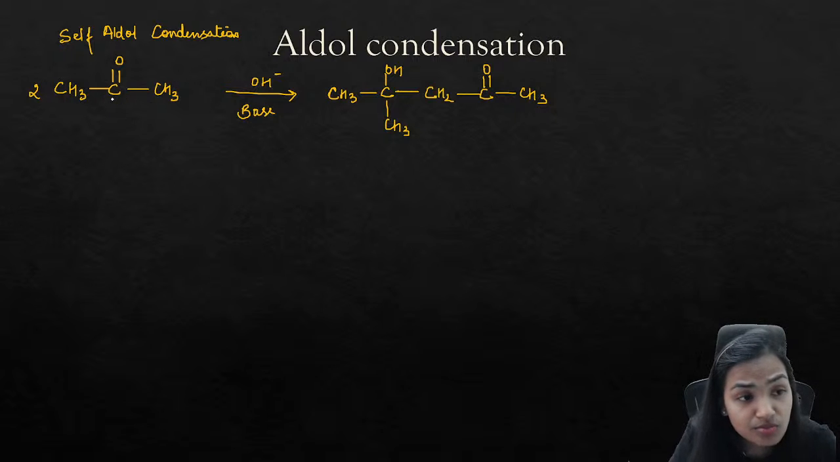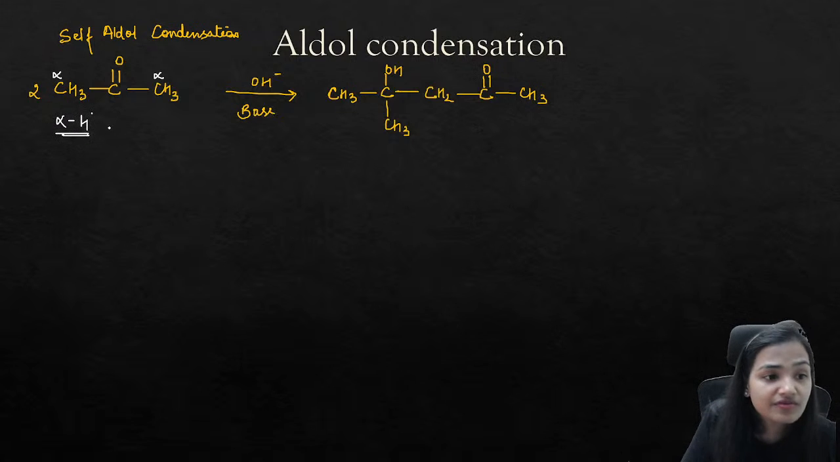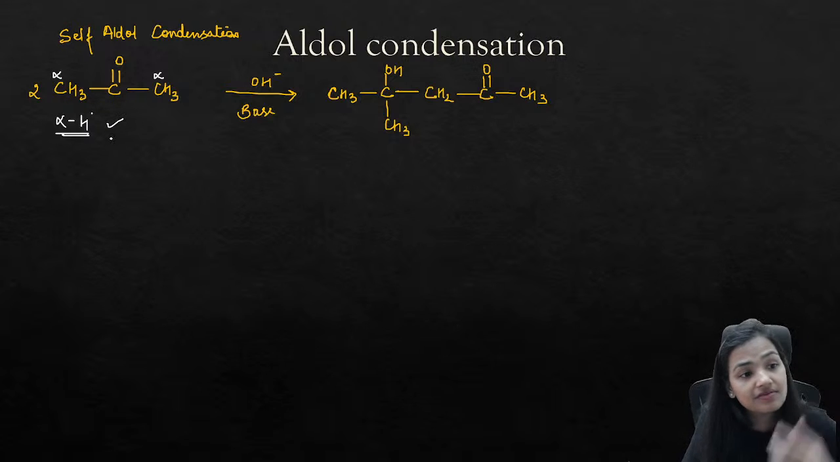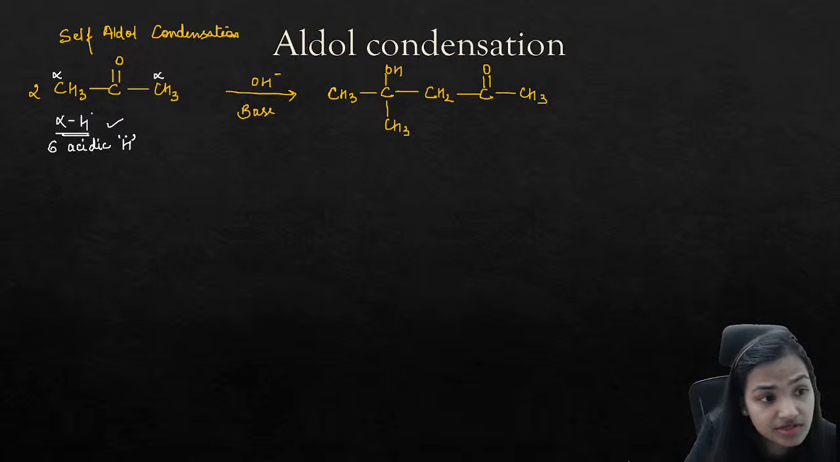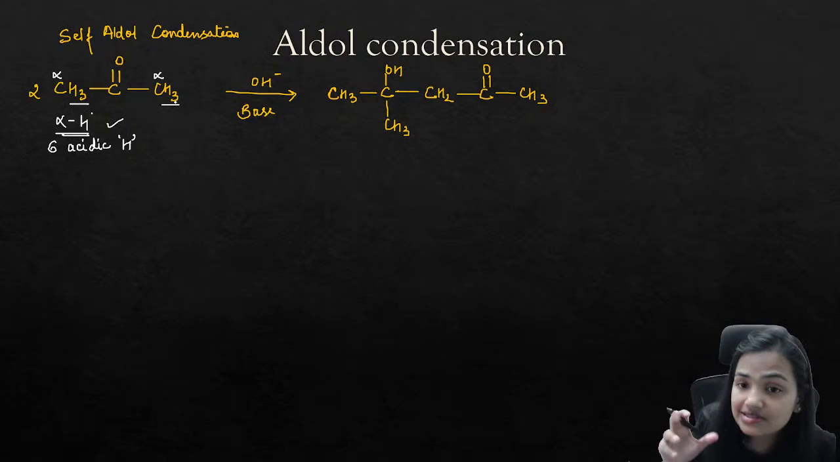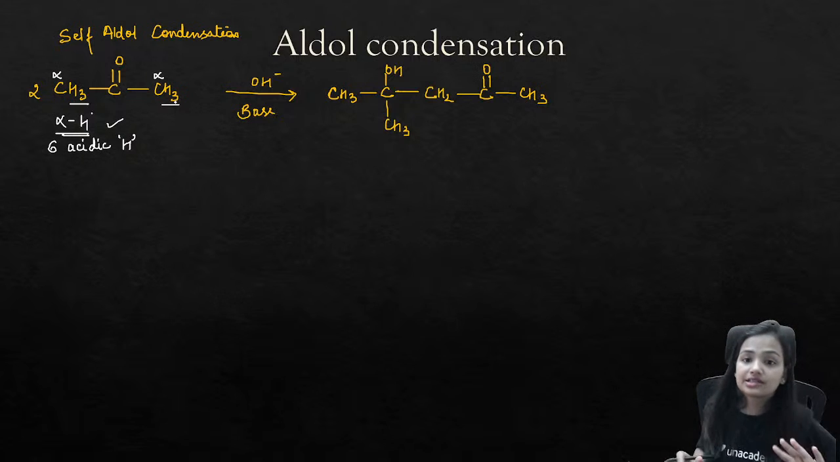The most important thing that we have to focus on is that this is the alpha carbon, this is also the alpha carbon. Do we have alpha hydrogens as well? Yes, there is a presence of alpha hydrogen. If these are alpha hydrogens, are they acidic hydrogens? Yes, we have 6 acidic hydrogen atoms. All the alpha hydrogens are basically acidic in nature. So this is the identification of the aldol condensation.